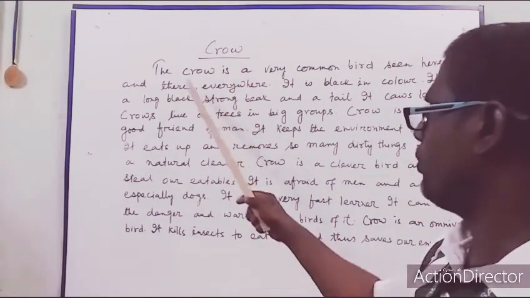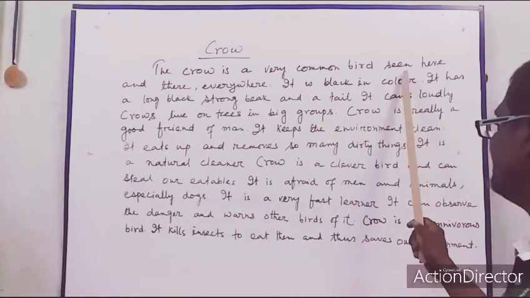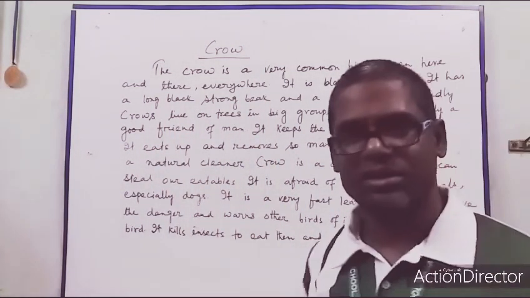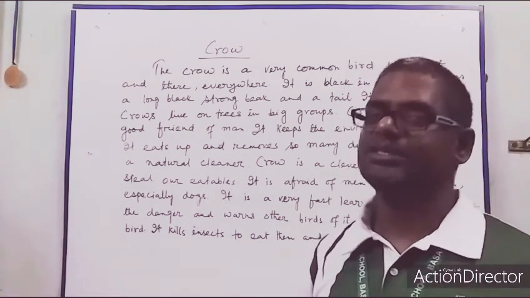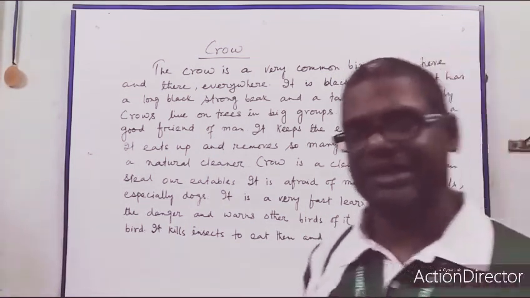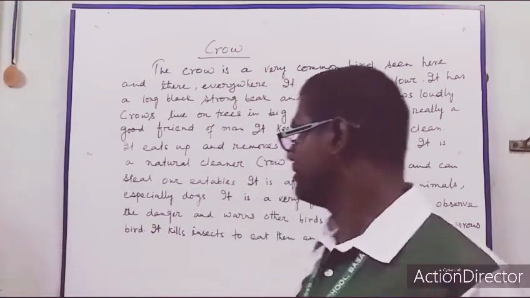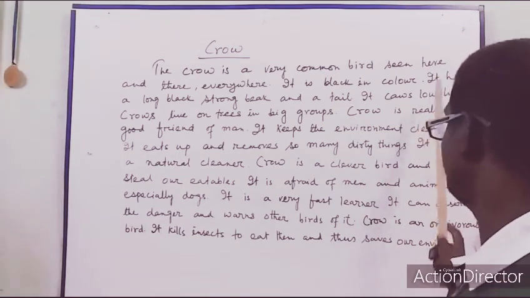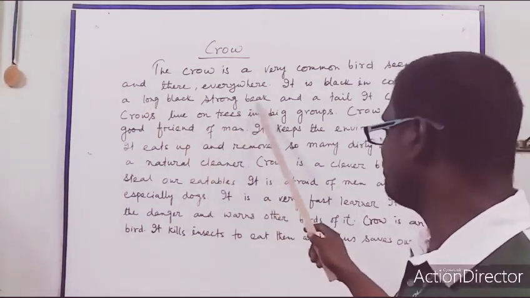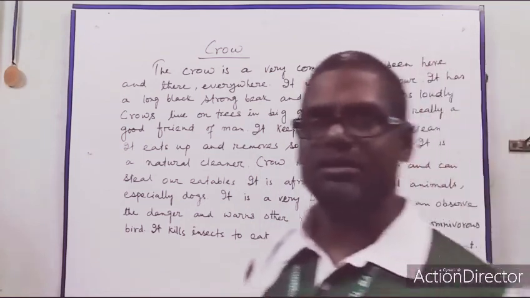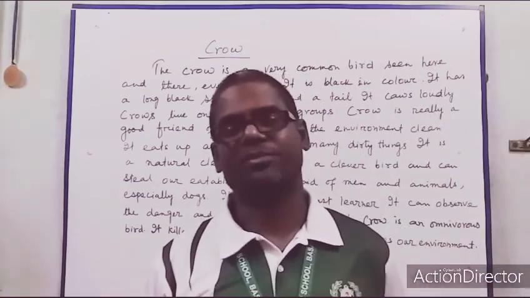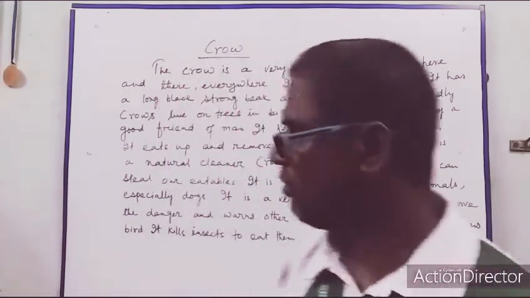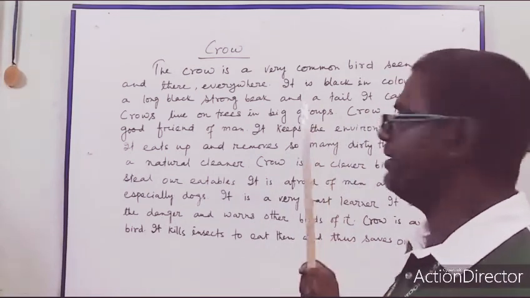Crow. The crow is a very common bird, seen here and there, everywhere. So that is very simple. We can see it in every place. It is black in color. You know that it has a long, black, strong beak and a tail. The beak is very long and black as well and strong. And it has a tail.